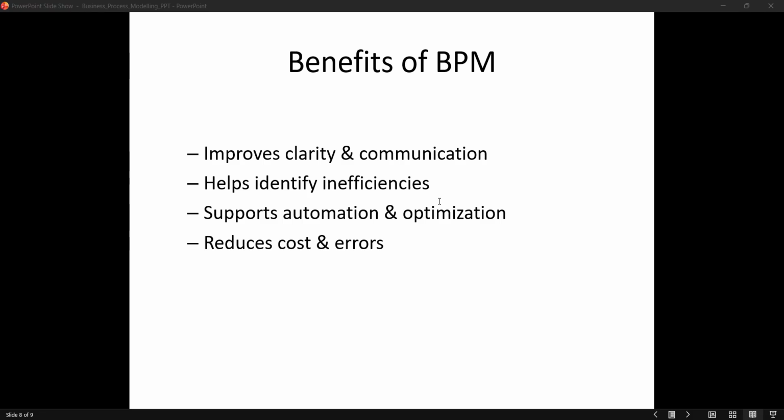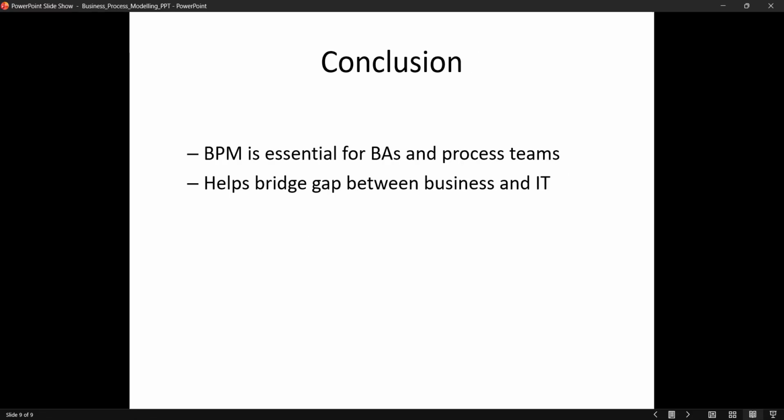BPM provides many benefits to businesses. It brings clarity by visualizing and explaining how tasks flow. It helps identify inefficiencies, bottlenecks, or duplicate effort. BPM also enables automation by showing which steps can be streamlined. Additionally, well-documented processes reduce errors, help train new employees, and promote consistency across operations.